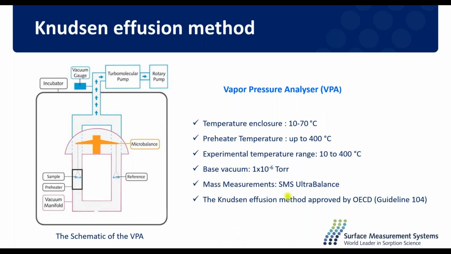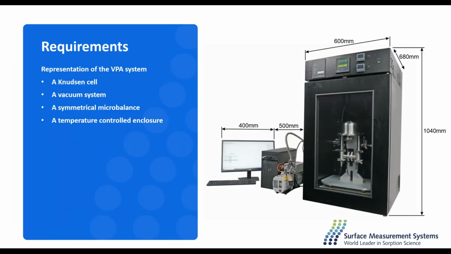The Knudsen diffusion method, as was mentioned before, is approved by the OECD, as on the previous table. This is how the schematic of the vapor pressure analyzer looks. This is the actual instrument, with the Knudsen cell on the sample side here. There is also a reference side to make sure that the sample is exposed to the same atmosphere, all connected to a vacuum system, and the highly sensitive microbalance is in the top hat here. And this is the temperature controlled enclosure.